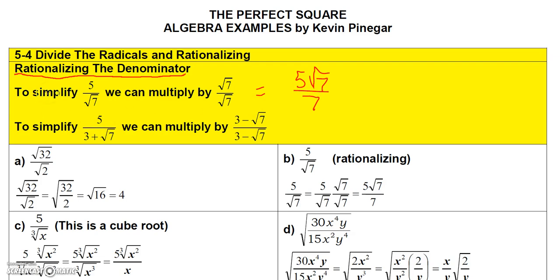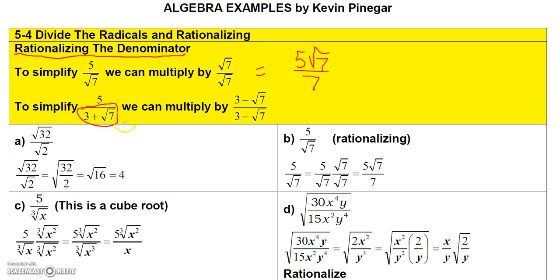Now, when we have a radical involved in a binomial, like we do here, 3 plus square root of 7, then we're going to multiply the denominator by the conjugate, and as long as we also multiply the numerator by the conjugate, it will keep things balanced or equal for us. But I'll show you that in an example in a minute.